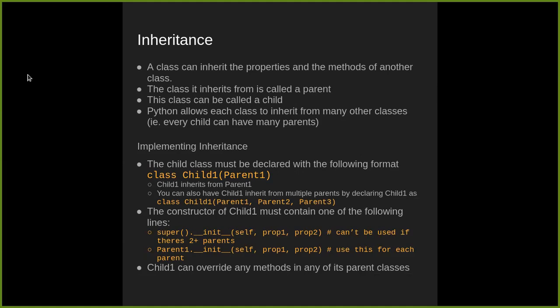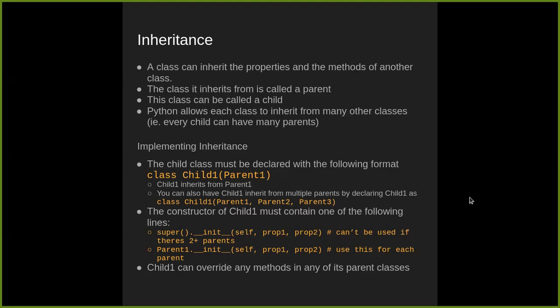So when you implement inheritance, the child class must be declared with the following format. Class child, and then in brackets you put the class name of the parent. So here child 1 inherits all the methods from parent 1. You can also have child 1 inherit from multiple parents by declaring child 1 as class child 1 and then put all the parents in a comma separated list in brackets.